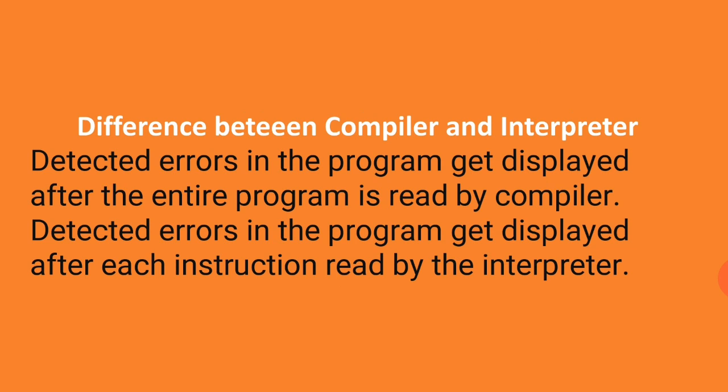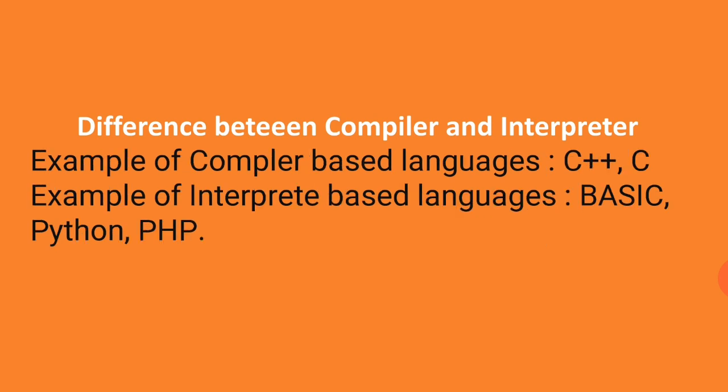Next difference, detected errors in the program get displayed after the entire program is read by the compiler. Means the entire program is read at one go, and if any errors, then they will be displayed. In the interpreter now, detected errors in the program get displayed after each instruction read by the interpreter. So it goes line by line. I have already told you. So if the error is there in the one line, it will stop there, you will correct that, then it will move ahead or it will go for the next line.